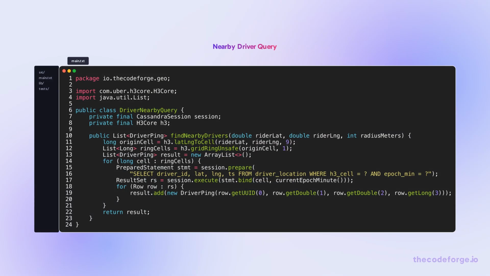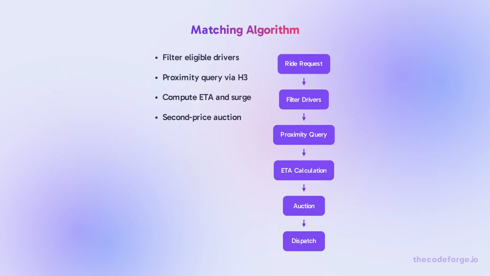This code queries nearby drivers by iterating over the hex ring cells. It uses a secondary index on H3 cell and epoch minute for fast partition scans. When a rider requests a ride, the matching service filters eligible drivers, queries nearby drivers via H3, computes ETA and surge multiplier, then runs a second price auction to select the winning driver.